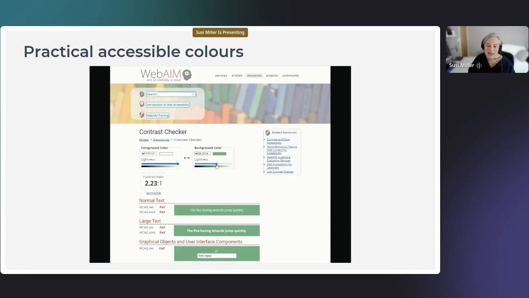So you can see it has a lightness slider for each color, which means you can simply lighten or darken your chosen colors to get the color values which pass the WCAG standard. So if it's so easy to do, why do so many organizations still get it wrong?